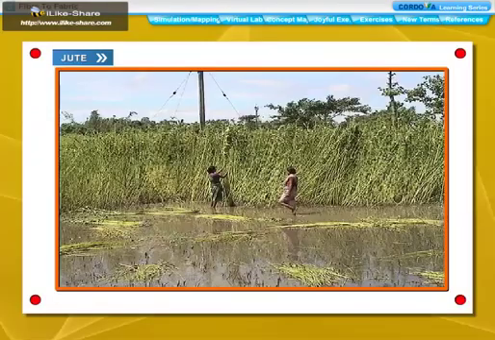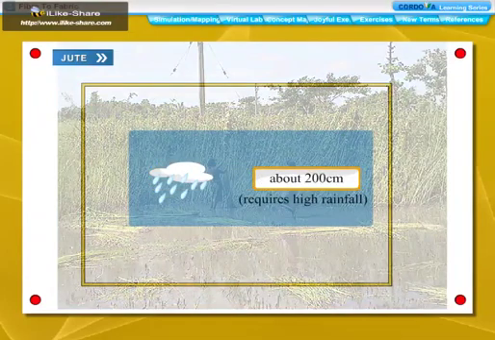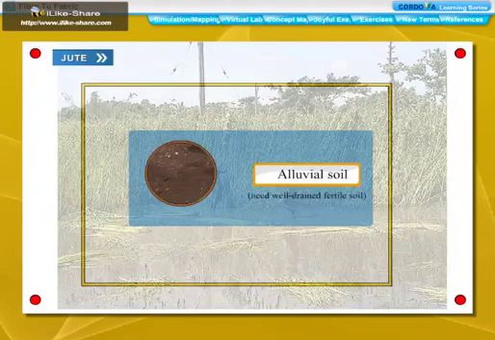Cultivation of jute. The jute plant requires the following conditions for its cultivation. It needs hot and humid climate. It requires high rainfall of about 200 centimeters during the growing period. It needs well-drained fertile soil like the alluvial soil. Its seeds are sown in March or April during the rainy season.